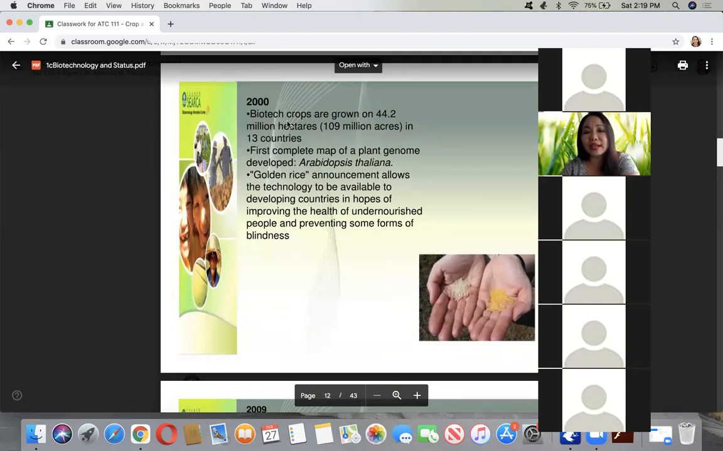And in 2000, biotech crops are grown on already 44.2 million hectares or 100 million acres in 13 countries. And the first complete map of a plant genome is known as the Arabidopsis thaliana. I don't know if you are familiar.